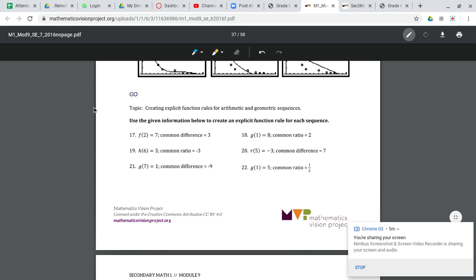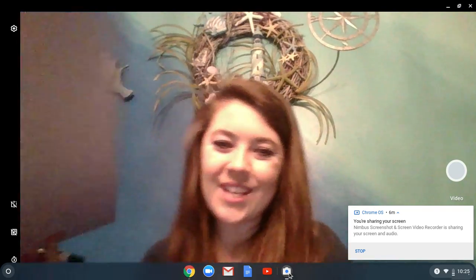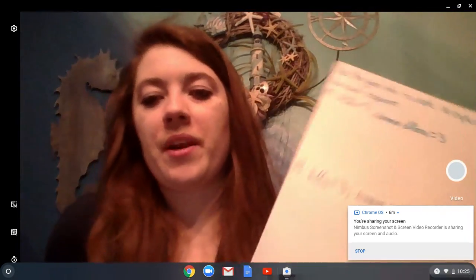All right, and this last section, we are looking at arithmetic and geometric sequences and writing the explicit function rule for each. So we've done this before. We did this all the way back at the beginning of the year, so we're doing a bit of a review here. So remember, common difference goes with arithmetic, common ratio goes with geometric, and I'm going to switch over to my camera so that you guys can see as we work through these.